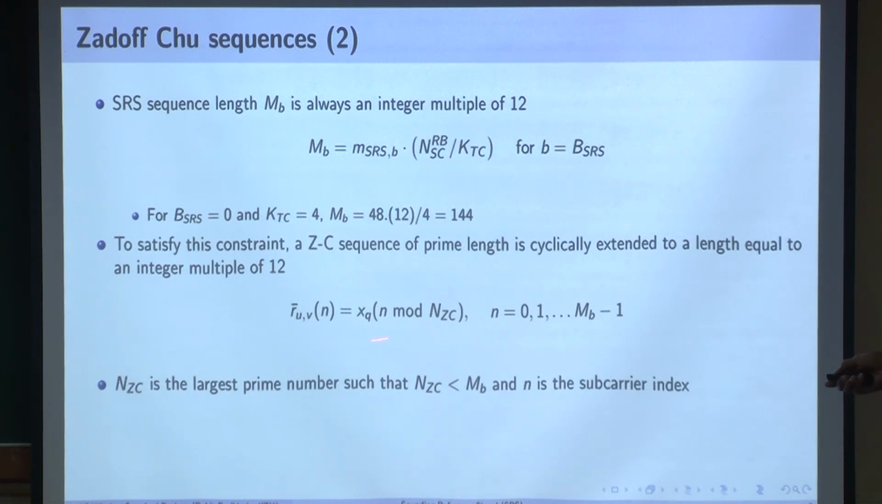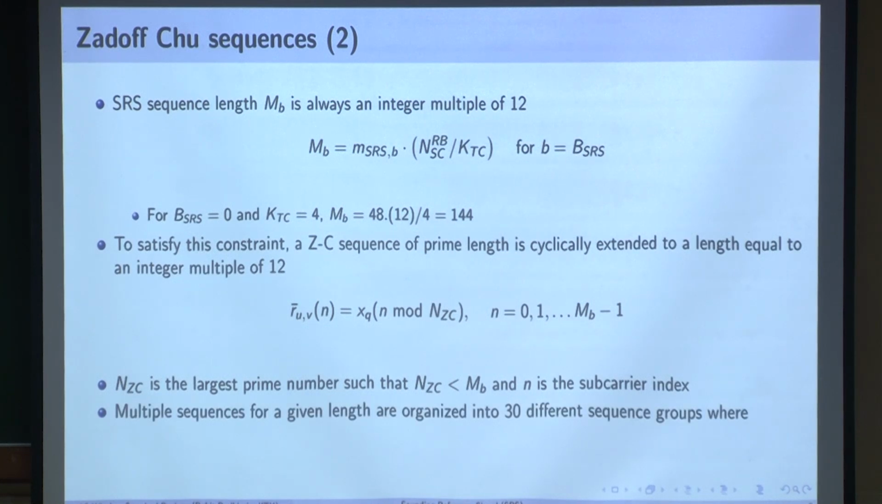So how do you pick N_ZC? N_ZC is the largest prime number such that N_ZC is less than M. So if it is 144, you pick the largest prime number less than 144, generate the N_ZC-length Zadoff-Chu sequence for that length, and then cyclically extend it.